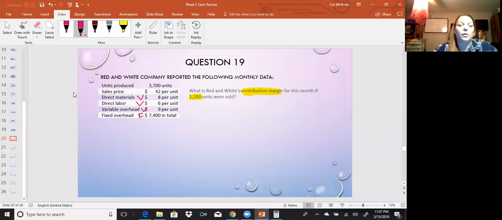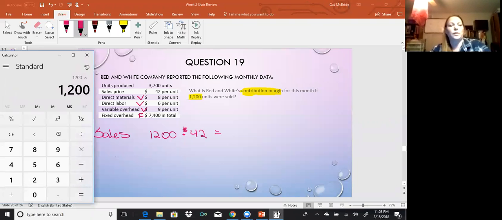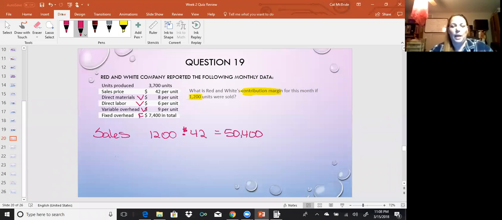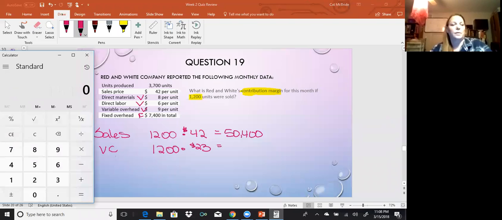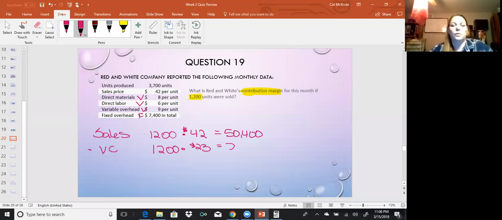Okay, so we have sales. If 1,200 units were sold, so 1,200 units times $42 each, which equals 1,200 times 42, 50,400. And then minus our variable costs, which is 9 plus 6 plus 8, 9, 18, 23. Eight, 1,200 times 23, 27,600. Yes, okay.